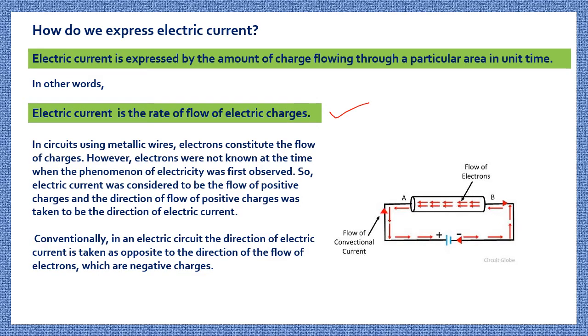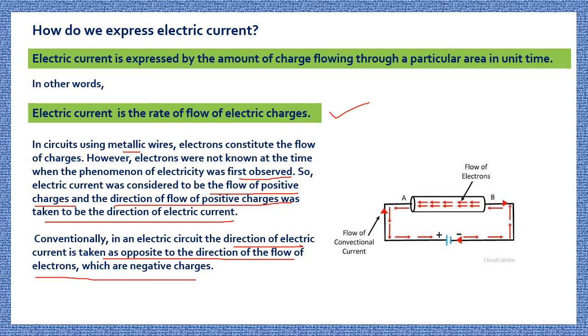In circuits using metallic wires, electrons constitute the flow of charges. However, electrons were not known at the time when the phenomena of electricity was first observed. So, electric current was considered to be the flow of positive charges, and the direction of flow of positive charges was taken to be the direction of electric current. Conventionally, in an electric circuit, the direction of electric current is taken as opposite to the direction of the flow of electrons that are negative charges.